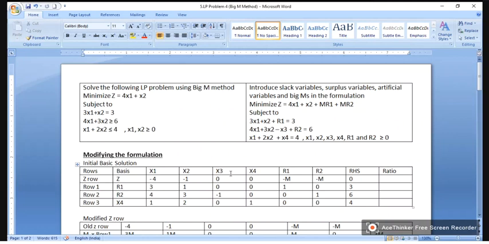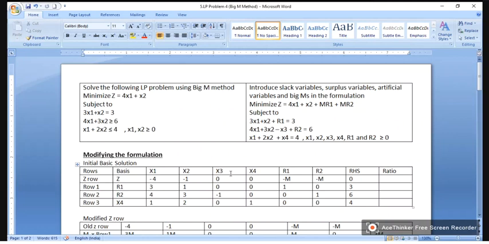If left hand side is greater than right hand side, we subtract the surplus variable. Okay, so you can see the first constraint 3x1 plus x2 is equal to 3. It is already equality type, so we add artificial variable called R1.